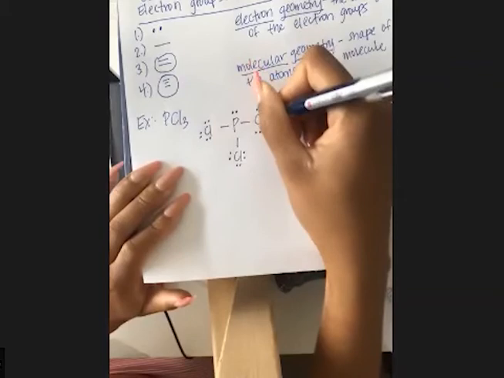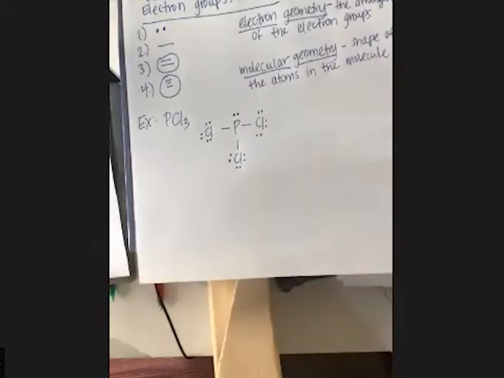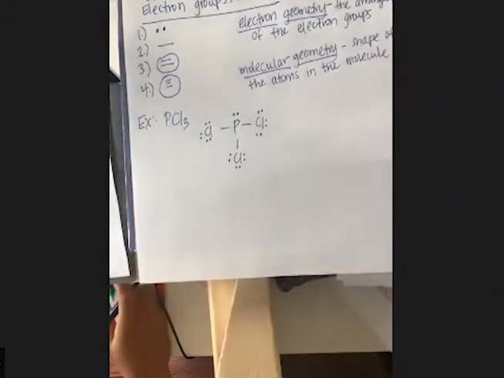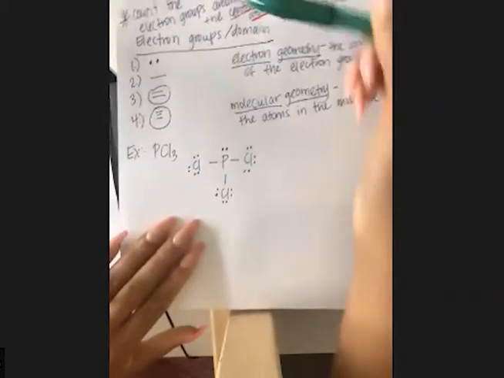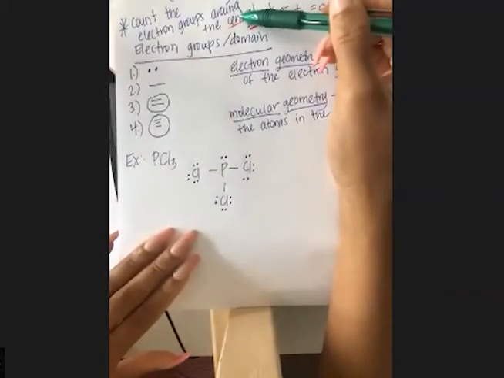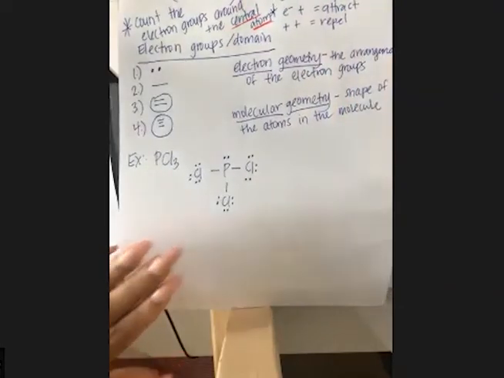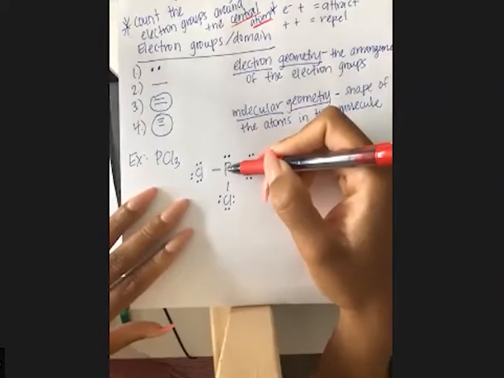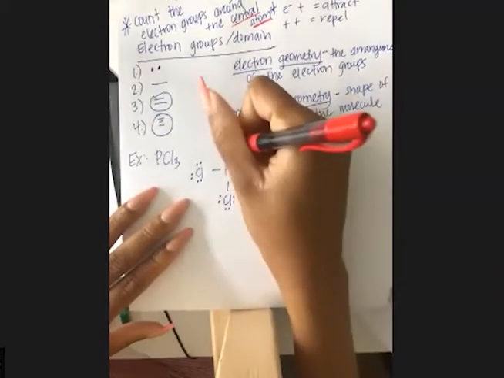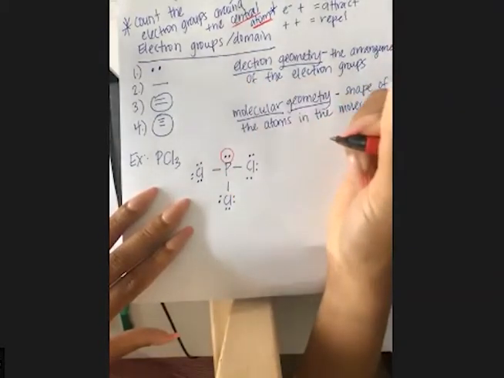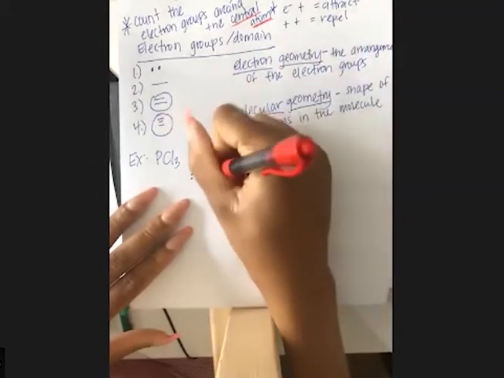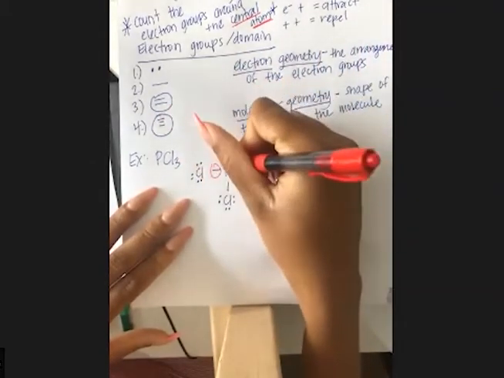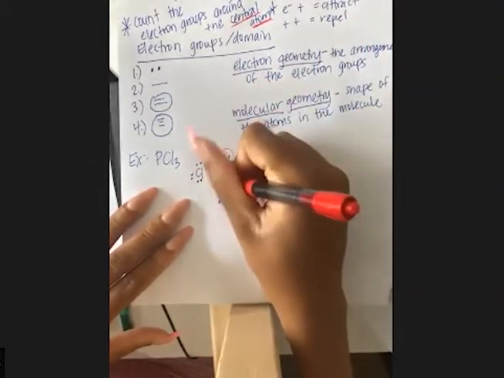So the way we figure out the geometry of this shape is we count the electron groups around the central atom. My central atom is phosphorus. I have 1 right here, which is a lone pair. I have 1 right here, 1 right here, and 1 right here.